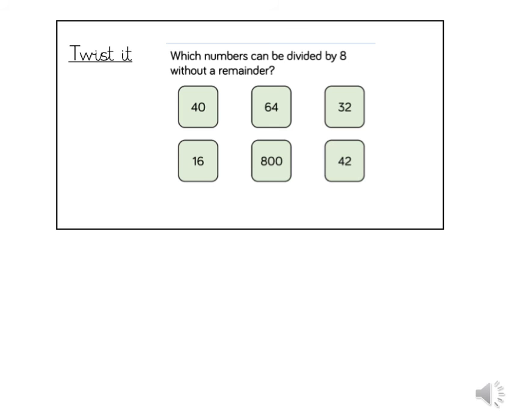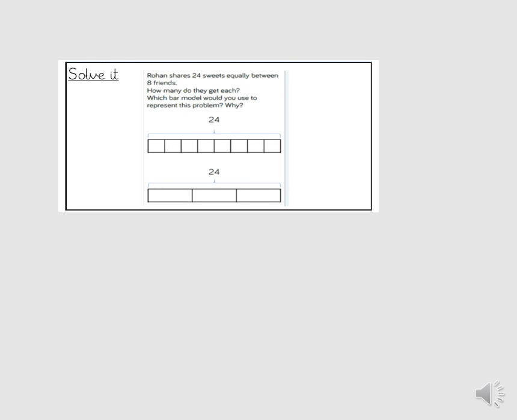So this next one, you need to work out which numbers can be divided by 8 without a remainder. It's up to you which method you choose. You might want to draw your number line. You might want to share them into parts. Or you might want to group them. Now, some of them are very big numbers. You're not going to group 800, are you? You're not necessarily going to want to group 64 or share out 64. So think about which method is the most effective, and then figure out which numbers are in the 8 times table and which ones aren't, and which ones will need a remainder.